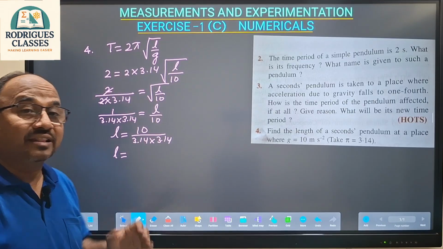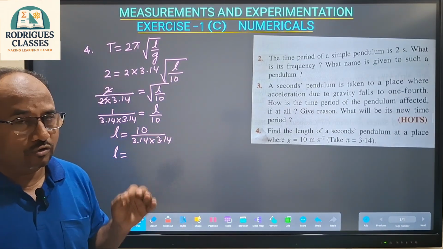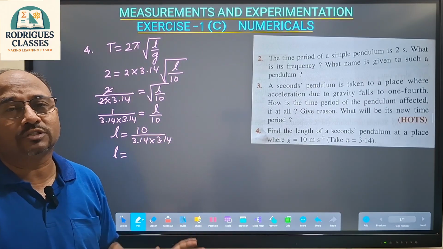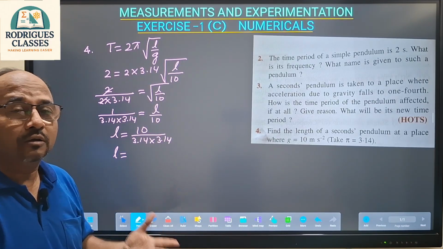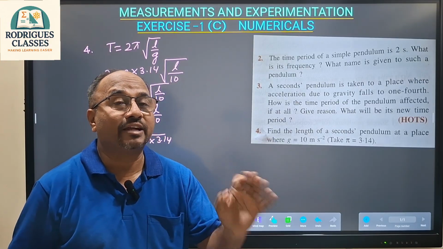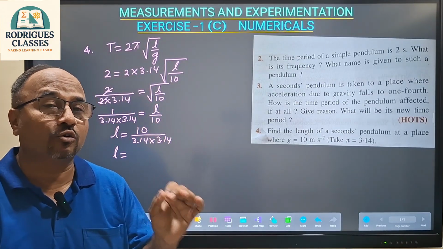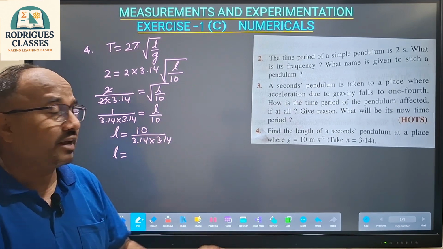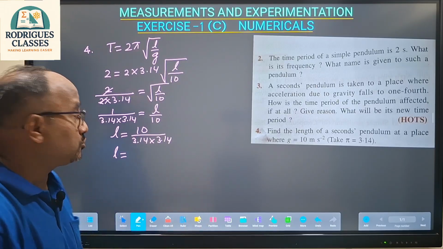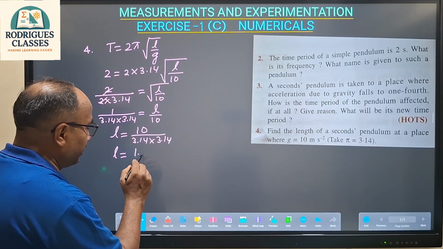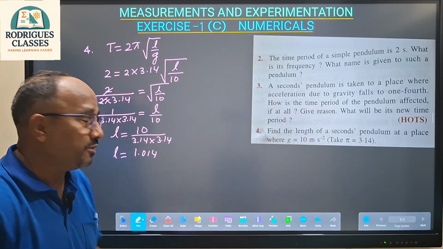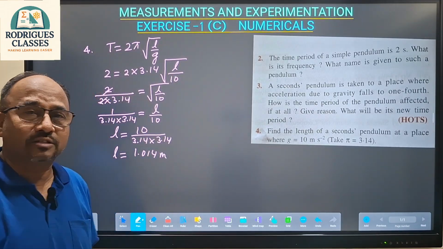Now there is a lengthy calculation, so you cannot escape from it. If it comes in any of the exams, you will have to do this calculation. But remember, we have been asked to tell the length of a seconds pendulum, which we remember as very close to 1 meter. When G is given as 10 meter per second square, this value will come as 1.014 meter, up to 3 places of decimal.